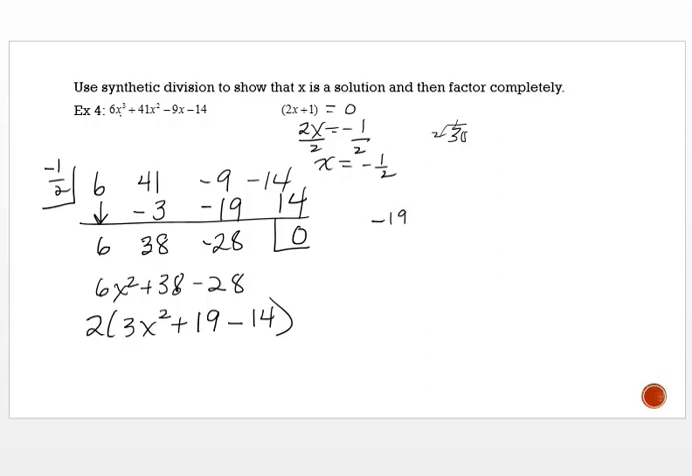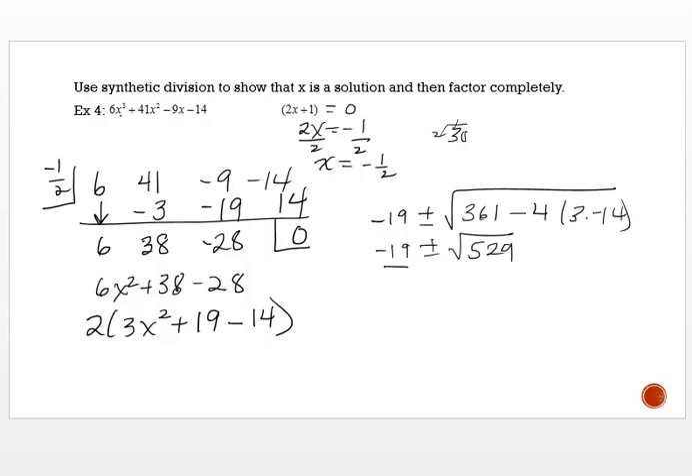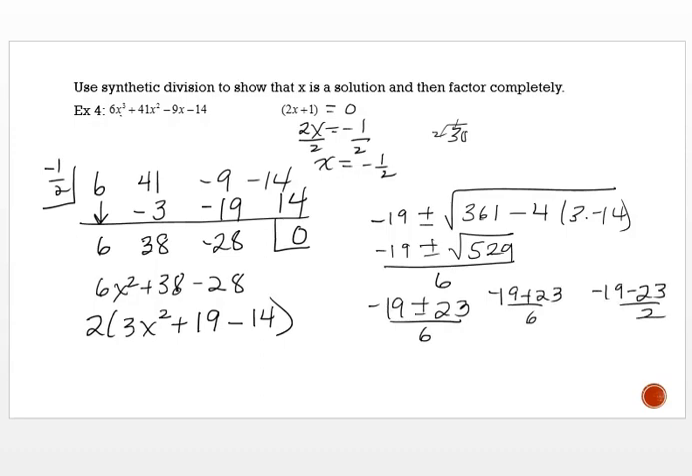I'm going to do negative 19 plus or minus the square root of 19 squared, 361, minus 4 times 3, square root of 529, divided by 2a. Thankfully, square root of 529 is a nice 23. So we can figure this out. So negative 19 plus 23 over 6, negative 19 minus 23 over 6.